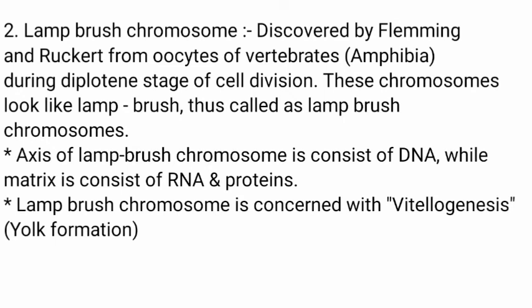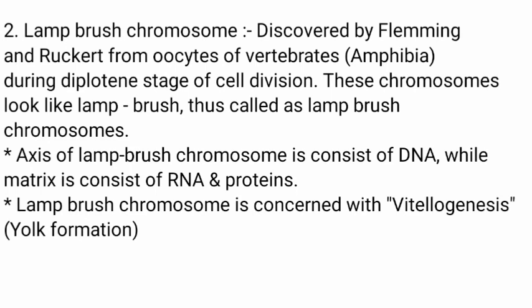Second one, lampbrush chromosomes, discovered by the scientists Flemming and Ruckert from oocytes of vertebrates, amphibia. During the diplotene stage of cell division, these chromosomes look like a lampbrush, thus called lampbrush chromosomes. The axis of the lampbrush chromosome consists of DNA, while the matrix consists of RNA and proteins. Lampbrush chromosomes are concerned with vitellogenesis or yolk formation.